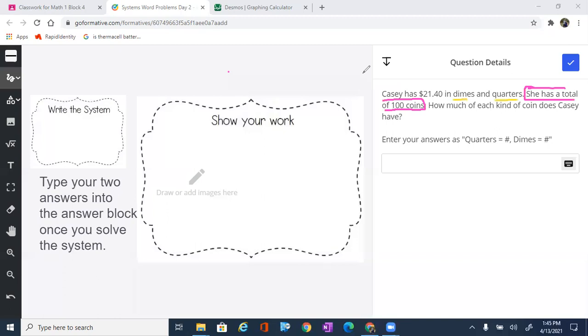So I'm going to say that x is dimes, and let's say that y is going to be our quarters. And let's go back to that easy statement I just underlined or boxed in. It says she has a total of 100 coins. Well, that just means that she has x dimes plus y quarters, and that will be 100 total coins.